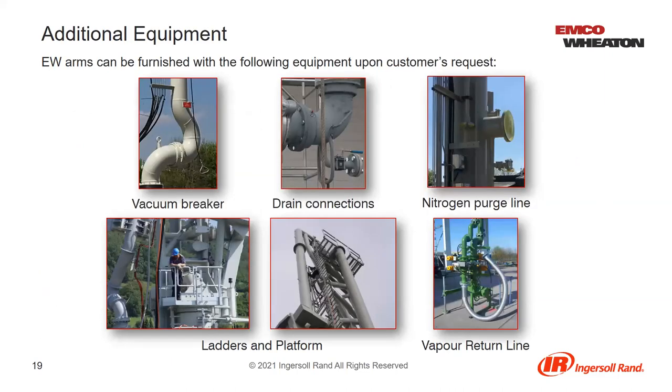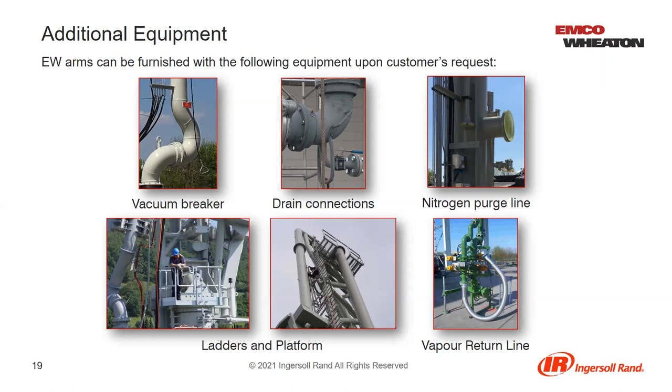Some additional equipment that can be attached to the marine loading arms is a vacuum breaker for easy release of the product. This is mainly used, or solely used, for fluids. Then we have, of course, a drain connection to release the product out of the arm when loading has stopped. A nitrogen purge line can also be attached to our loading arms. This is also used to push the rest of the product out of the marine loading arm.